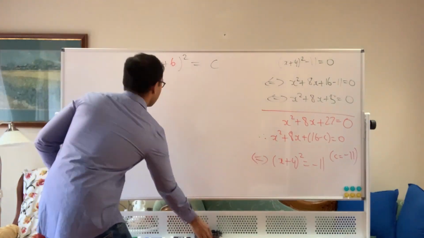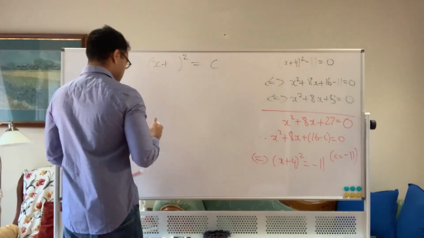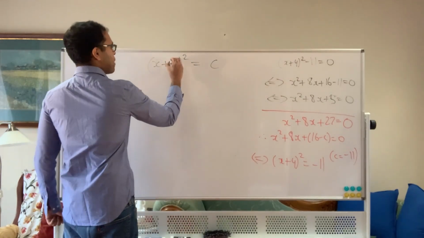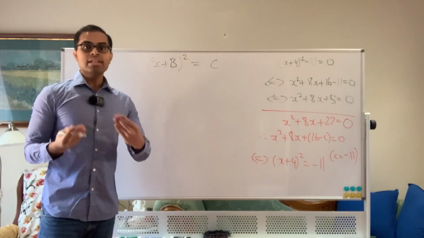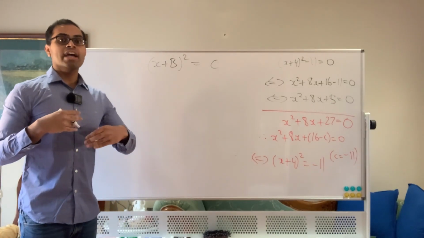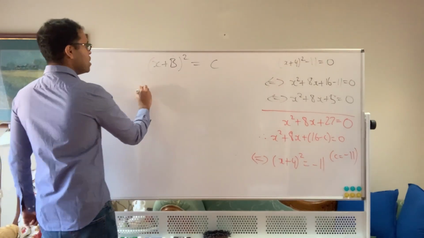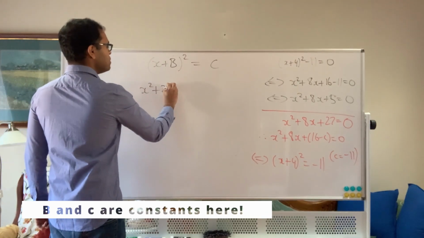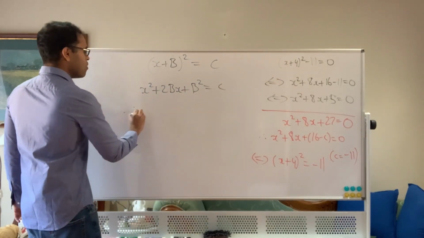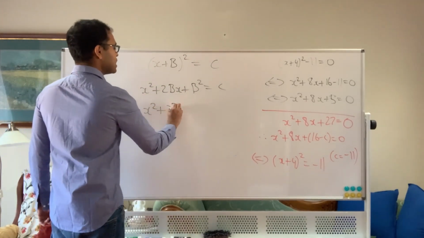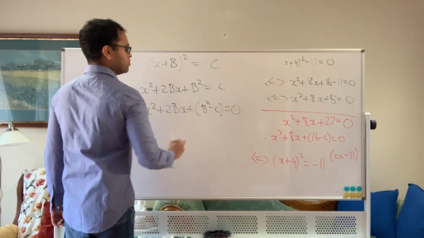How do I solve this? Here the b looks like a 6, so let me write it out in black, and I'm going to use capital B here. So (x + B)² = c. What does this expand out to, if B is a constant and we expand it out as a quadratic? Well, it's going to be x² + 2Bx + B² = c. So therefore, x² + 2Bx + B² − c is going to equal 0.